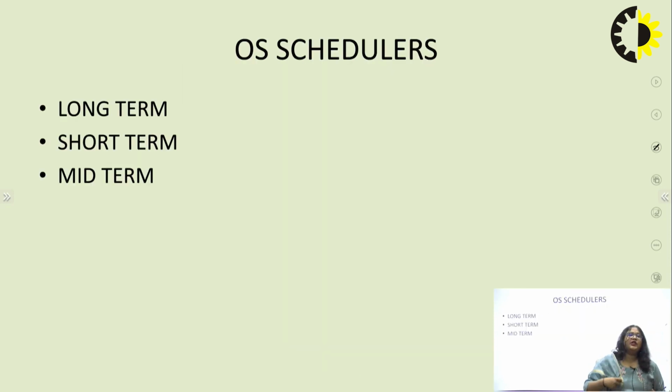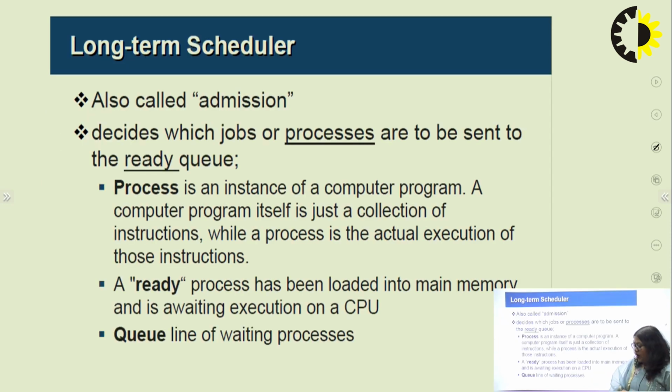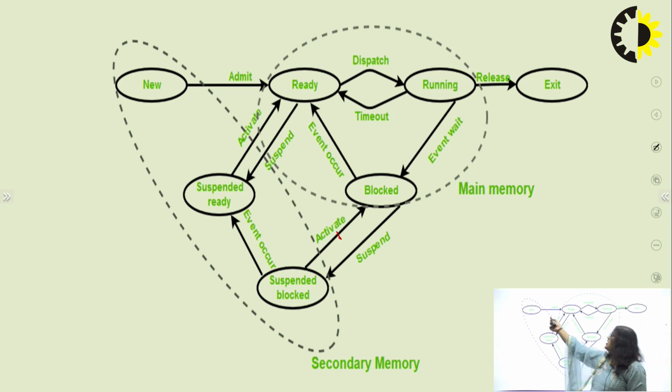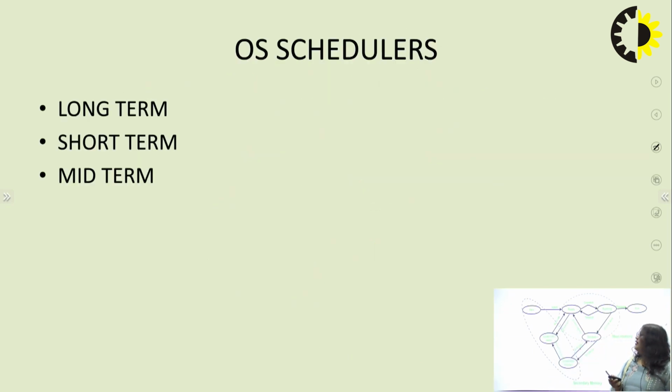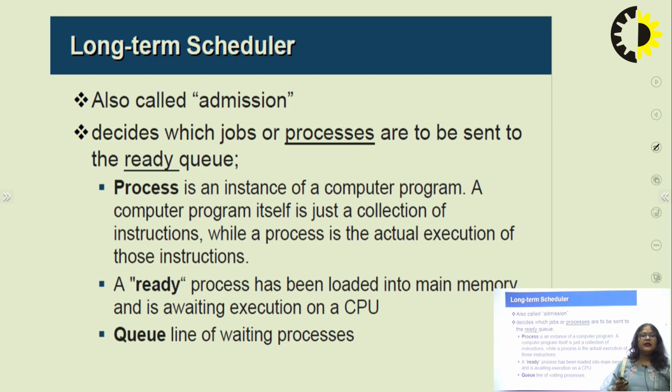The operating system schedulers. We have three types of schedulers. First is the long-term scheduler, second is the short-term scheduler, and third is the mid-term scheduler. So, what is the long-term, short-term, and mid-term scheduler? Long-term scheduler: when the process moves from the new to the ready state, this is the admission process, and in this long-term scheduler the system decides which job or process is to be sent to the ready queue. That decides which process is to get the processor for execution.